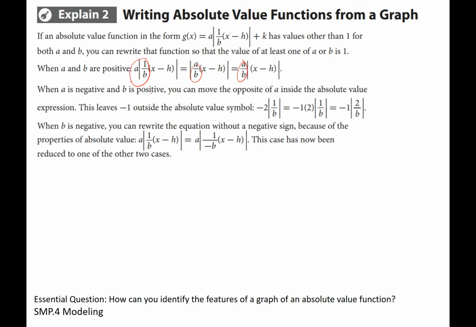When a is negative and b is positive, you can move the opposite of a inside the absolute value. So a is negative, b positive, opposite of a inside the absolute value. So if a is negative out front, move it inside. This leaves negative 1 outside of the absolute value symbols. What they did was they moved the 2 inside and left a negative 1 out front. When b is negative, you can rewrite the equation without a negative sign because of the properties of absolute value. In this case, this case has now been reduced to one of the other 2 cases.